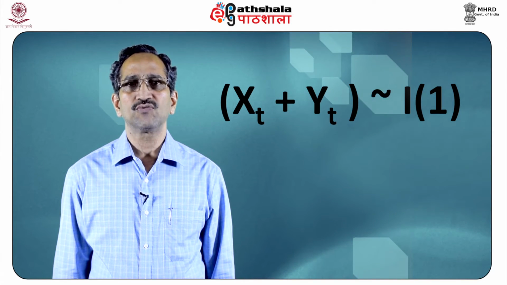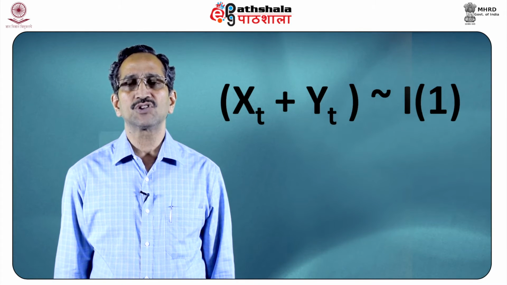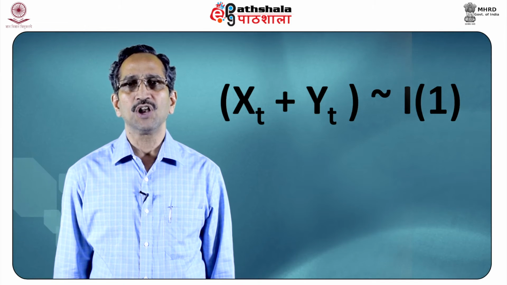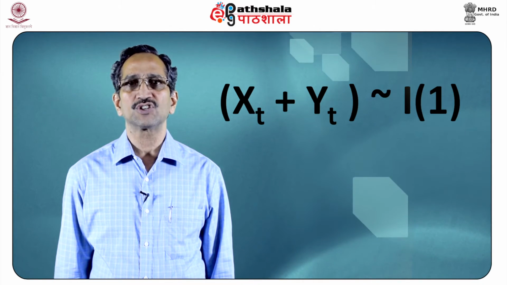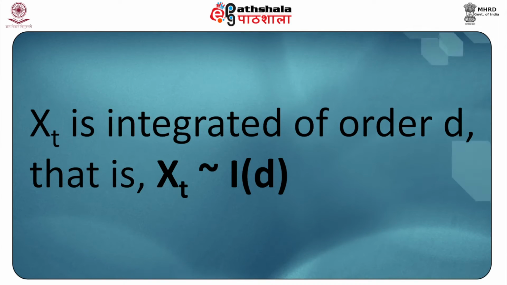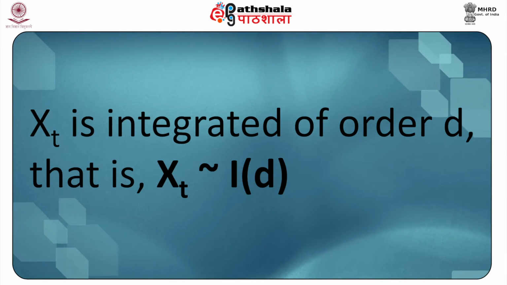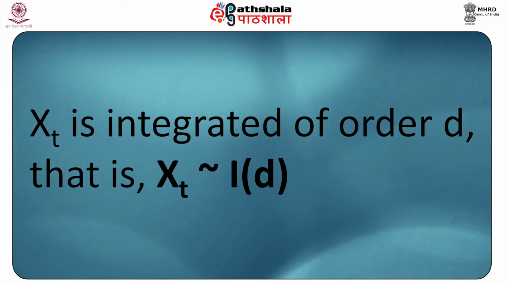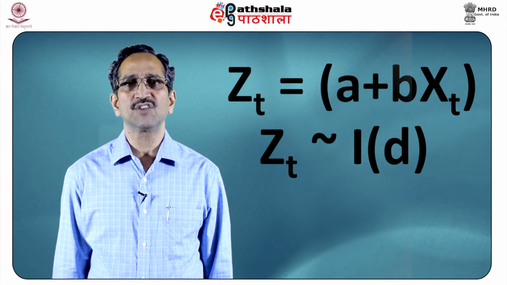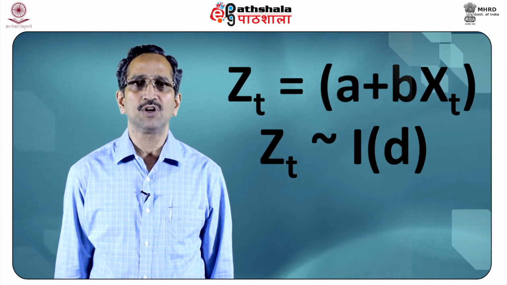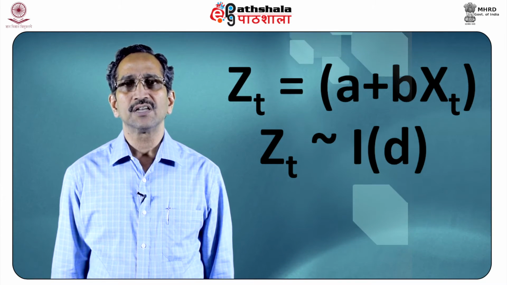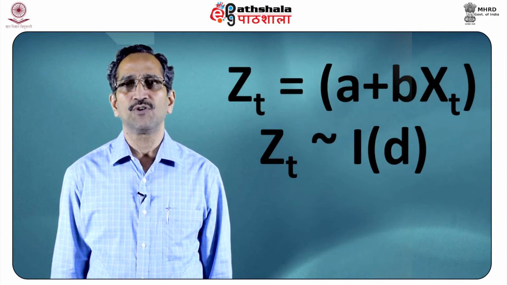This follows from the property that the sum of a stationary and a non-stationary time series always leads to a non-stationary time series. The second property is, if xt is integrated of order d, that is xt is I(d), then zt, which is a linear function equal to a plus b xt, where a and b are constants, will also be integrated of order d.